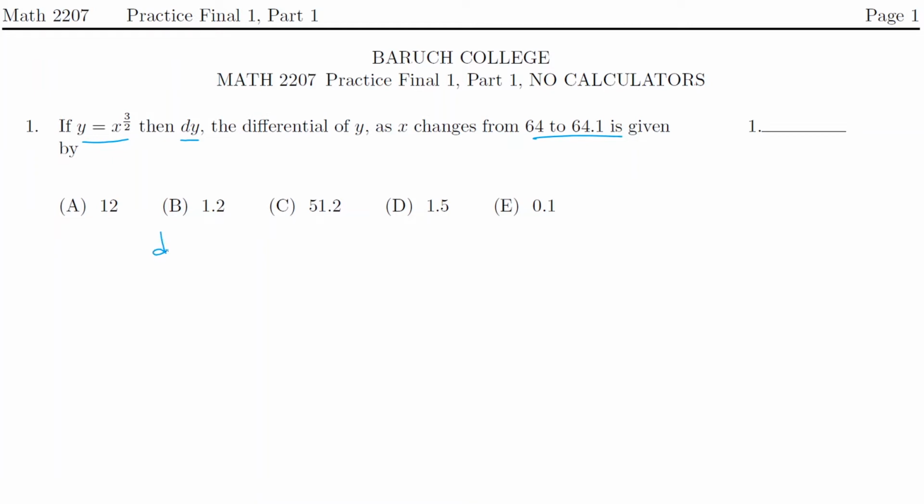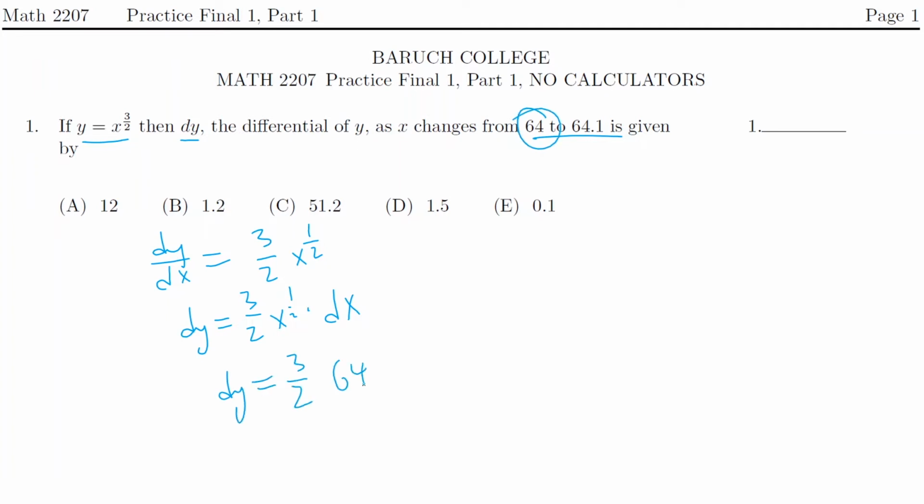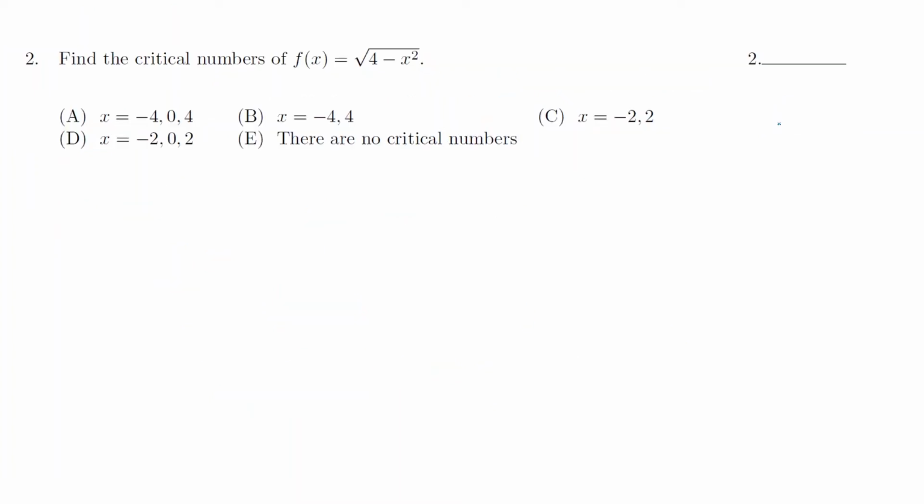Alright, so the very first thing is dy/dx is equal to 3/2 x to 1/2. Then dy is equal to 3/2 x to 1/2 multiplied by dx. Now dy is equal to 3/2, x is 64, so 64 to 1/2, that's just the square root of 64, times dx. The change here was 0.1, so times 0.1: 3/2 times 8 times 0.1. I can cancel this, so 12 times 0.1, that's just 1.2.